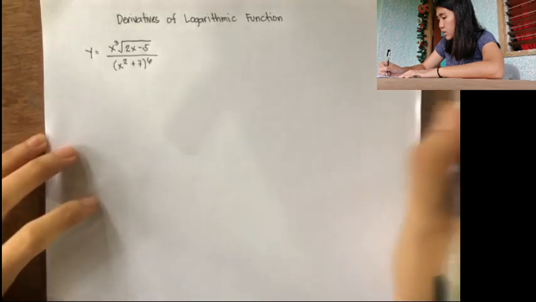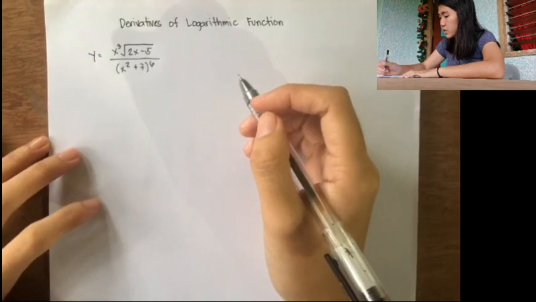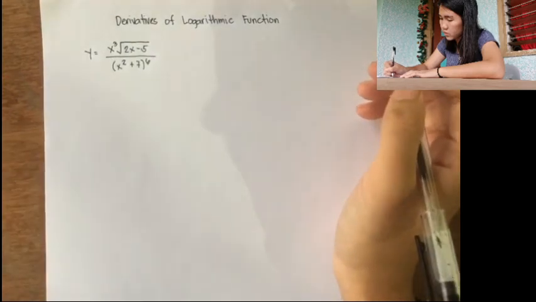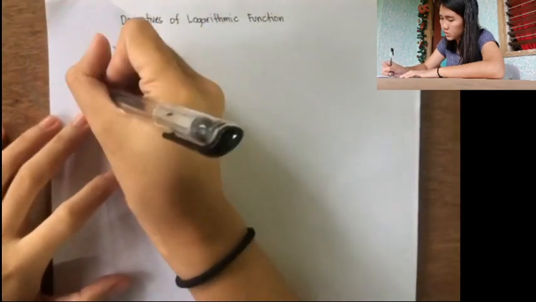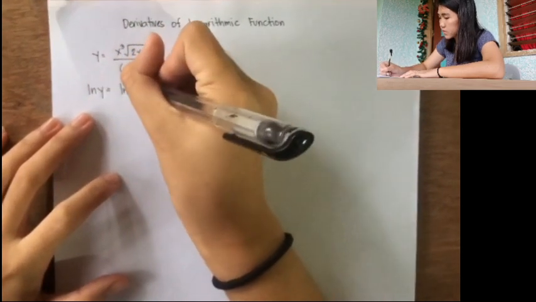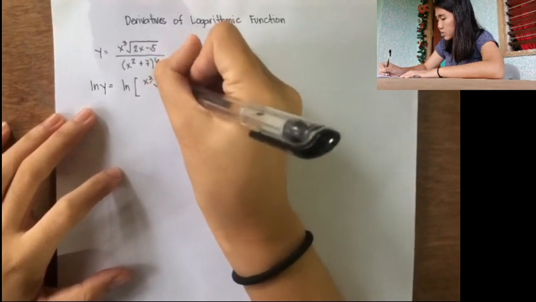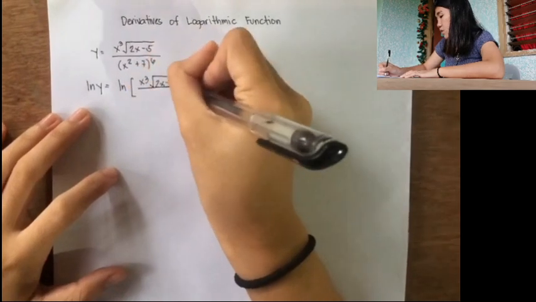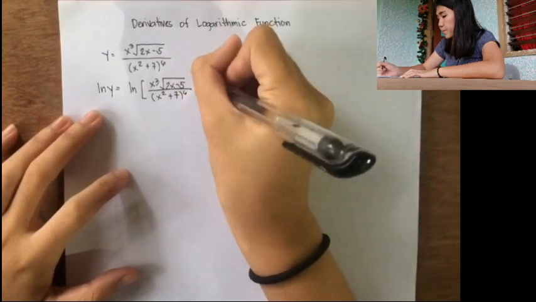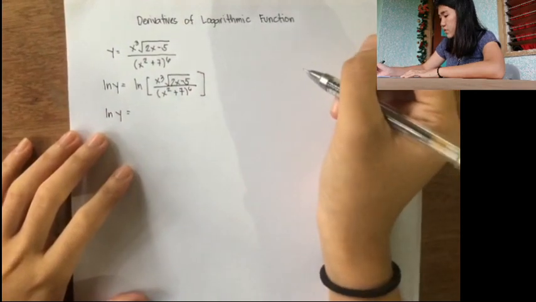Derivatives of logarithmic function. And this is our problem. Y is equal to x cubed square root of 2x minus 5 over x squared plus 7 raised to 6. The first thing that we are going to do is take the natural logarithm of both sides, and expand it using the properties of logarithms.